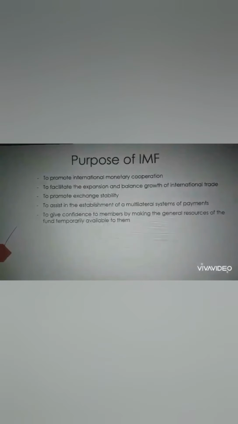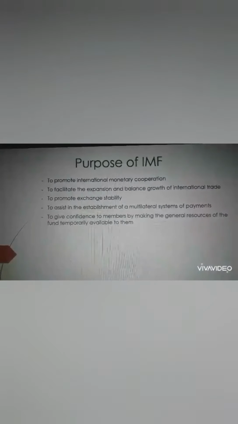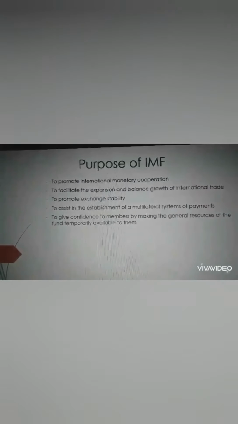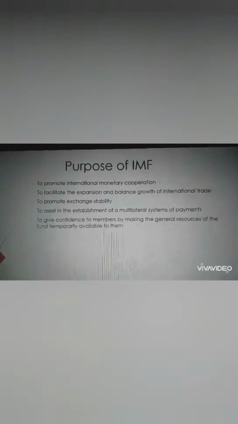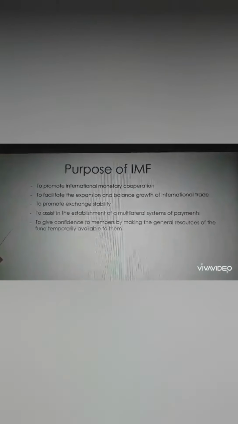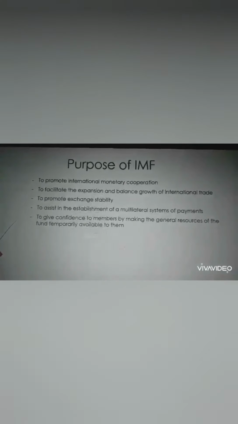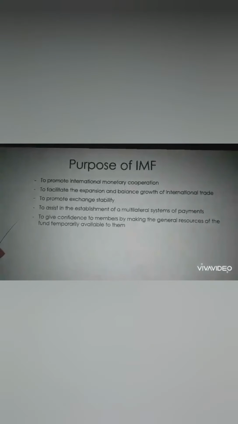To assist in the establishment of a multilateral system of payments, upang makatulong sa establishment ng isang multilateral system ng pagbabayad. To give confidence to members by making the general resources of the fund temporarily available to them, upang makatulong sa mga miyembro.